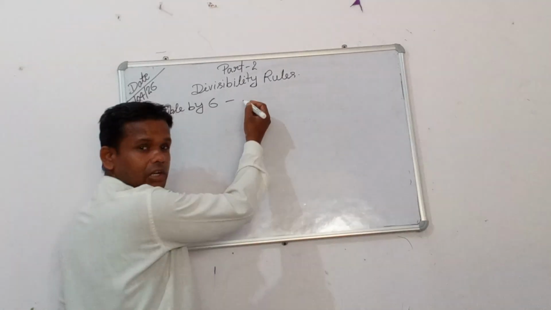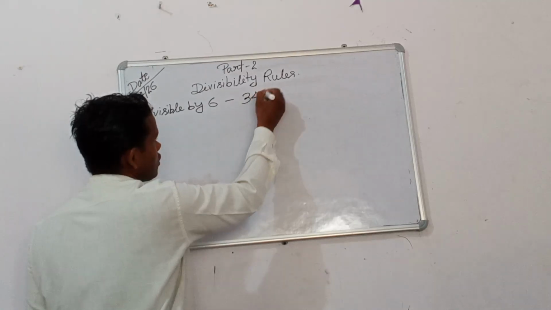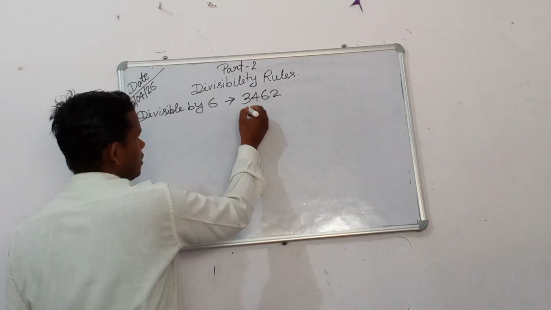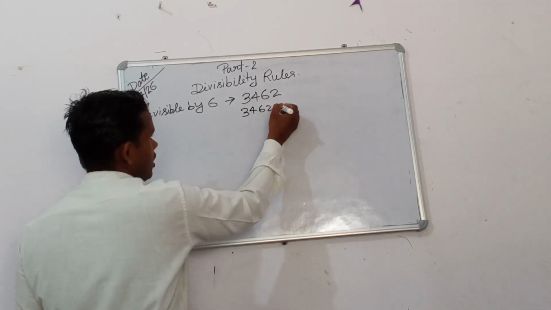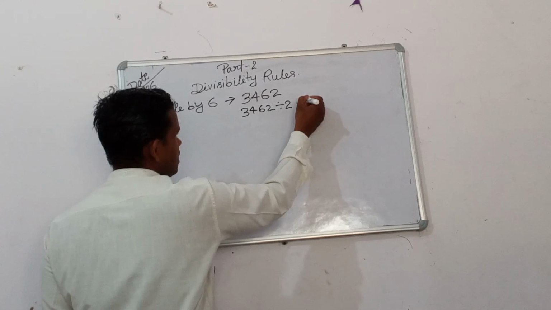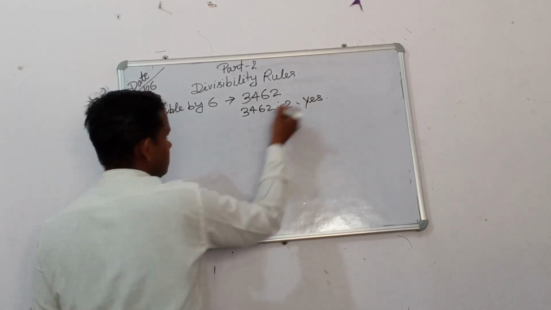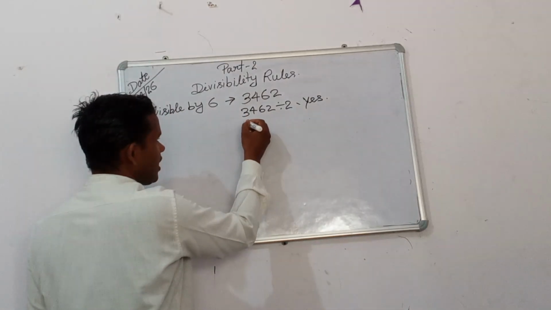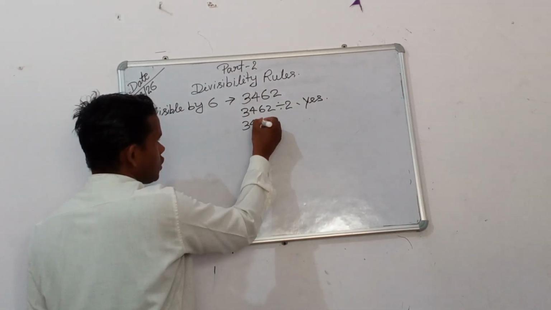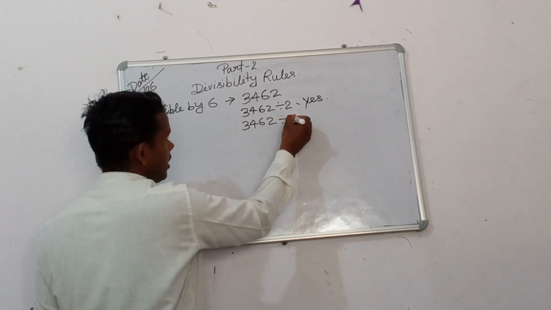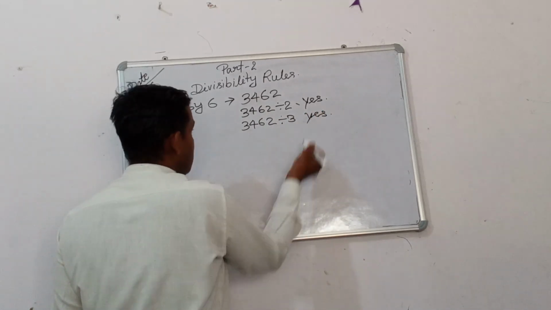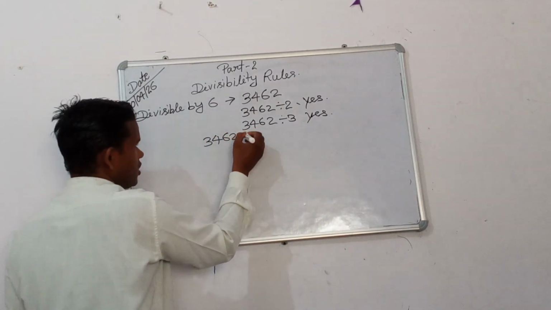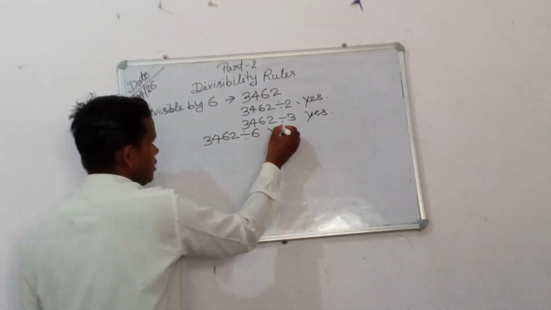Suppose we take an example, 3462. Observe the number. 3462 is divisible by 2. Yes, that number is completely divisible by 2. Is 3462 divisible by 3? Yes. Then we say that the given number 3462 is completely divisible by 6.